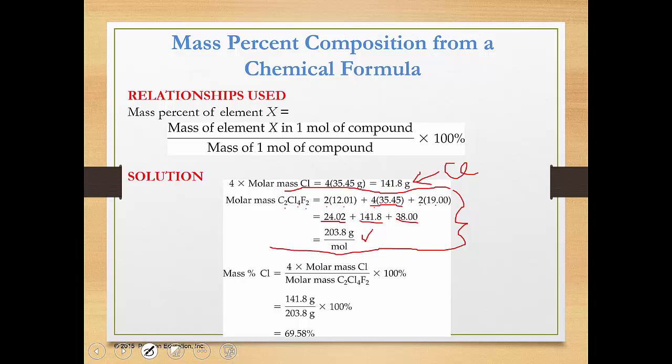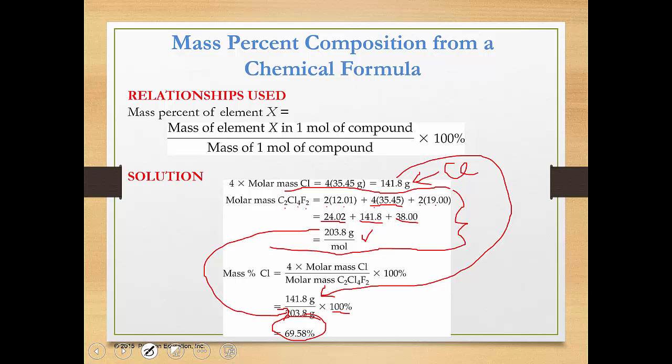All right, so now I can plug my numbers in. So mass percent, I'm going to take the contribution coming from chlorine. That's going to go right here. I'm going to take the contribution coming from the entire compound and put it down here, 203.8. And then I divide those two, multiply by 100, and I find that the mass percent of chlorine in Freon 114 is 69.58%. That means there are 69.58 grams of chlorine in every 100 grams of Freon.